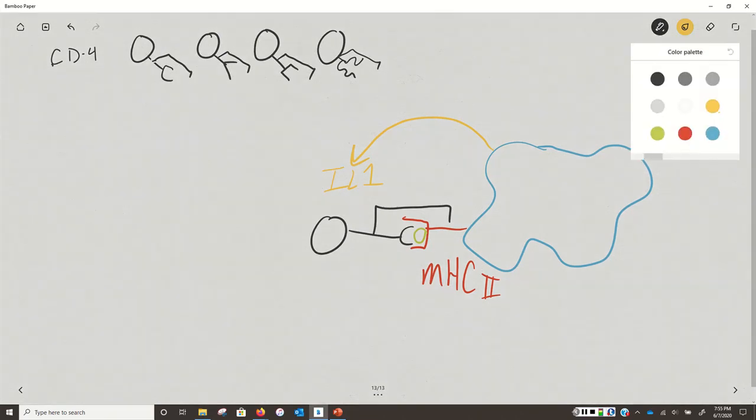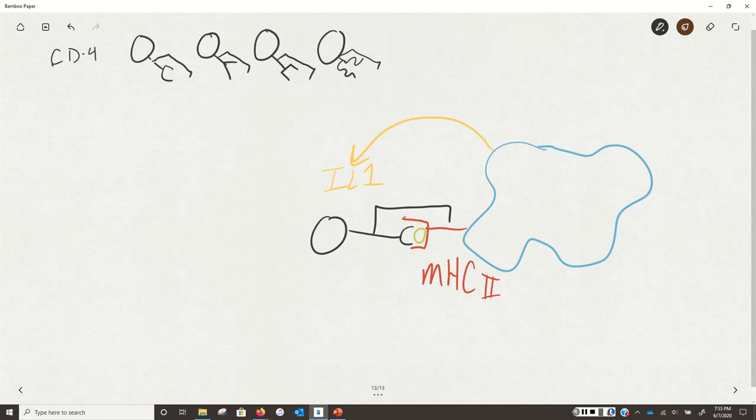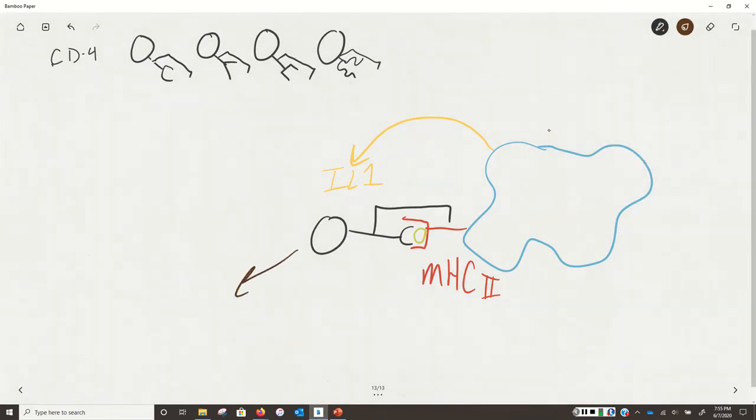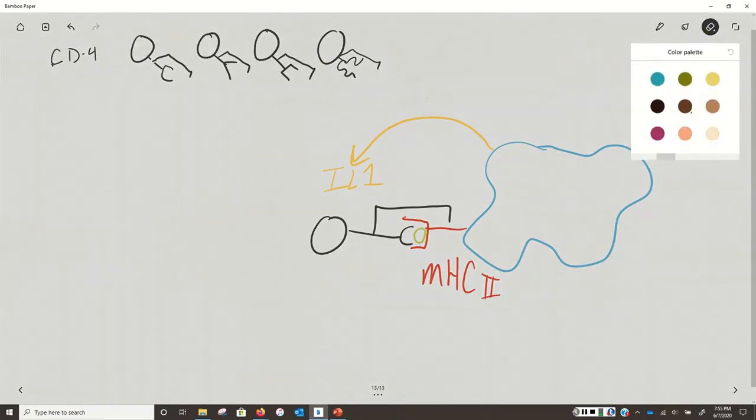So once all three of those things have happened, the reach around arm feels MHC class 2, the receptor end recognizes the specific foreign antigen, and the macrophage, or antigen presenting cell, releases interleukin-1 onto him. Those three things result in activation of this CD4 cell. And what happens next is we're going to go through clonal selection. We're going to go through that proliferation and differentiation stuff.